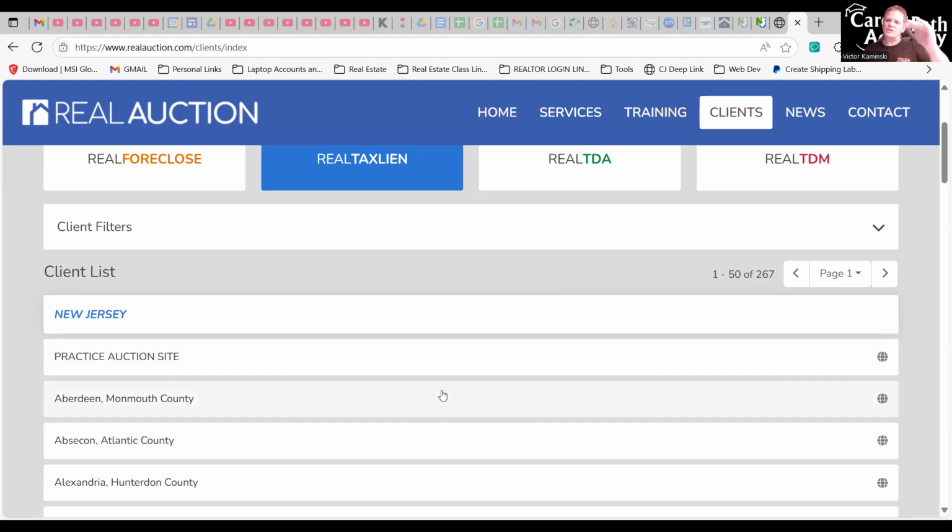So if you don't see the municipality that you want to attend a tax auction at, you need to contact the tax collector's office in your town and ask them how they conduct their tax auctions. Where can you get that information? It may be published on their website when the tax auction nears, or they could send you notices by fax or by mail, however they conduct their auctions.